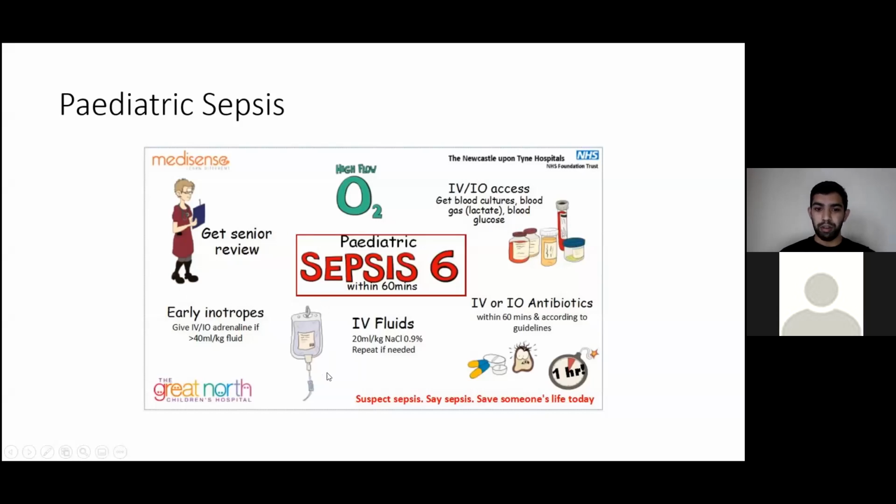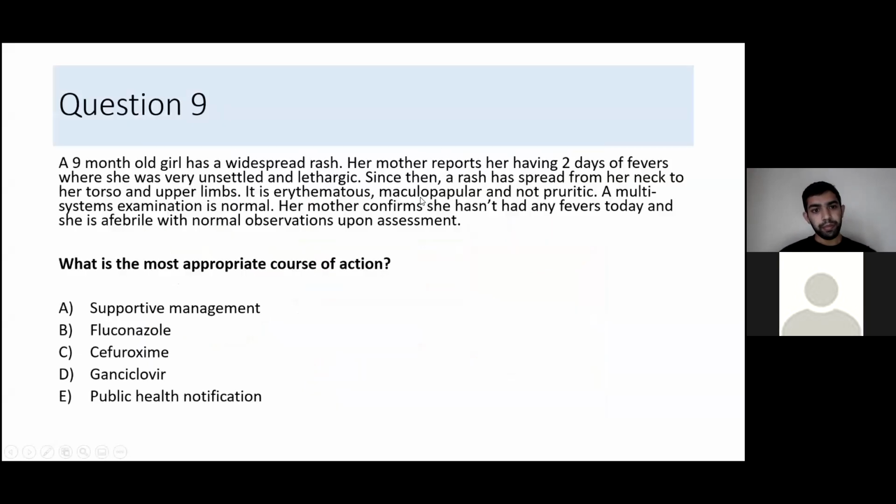And obviously you will not be doing this as F1s, but children with sepsis, true sepsis, tend to deteriorate very quickly. So there's a consideration, which your registrars will be doing, to consider inotropes early. Okay, but all the other elements are the same. So that's just something to bear in mind. Final question.